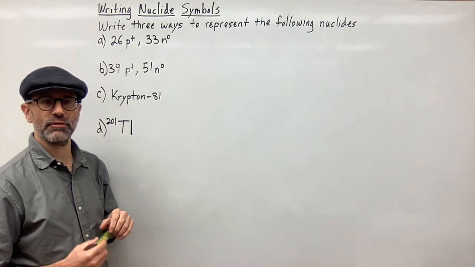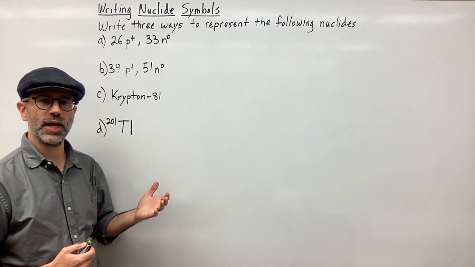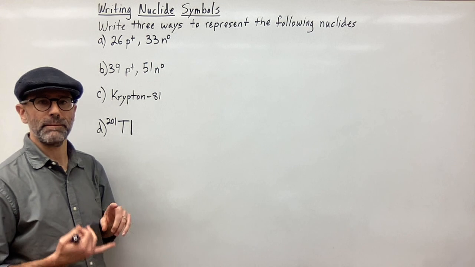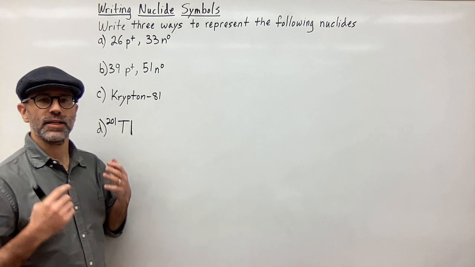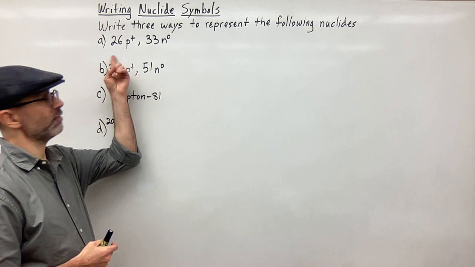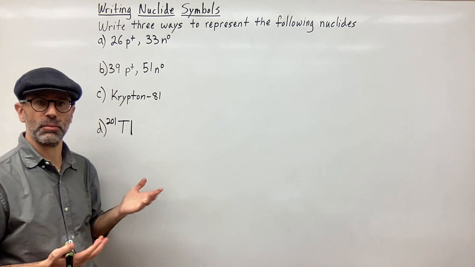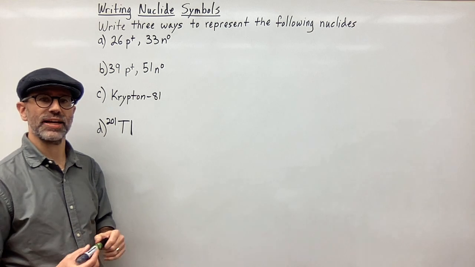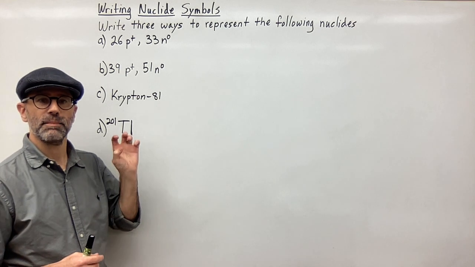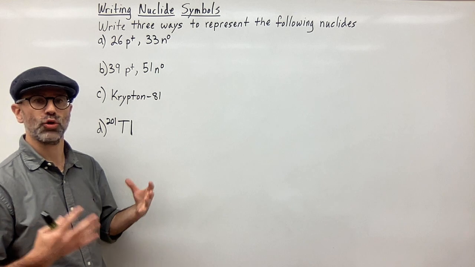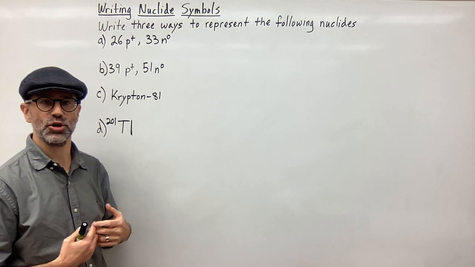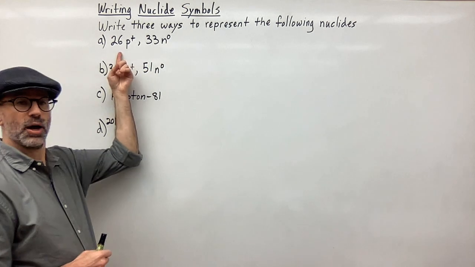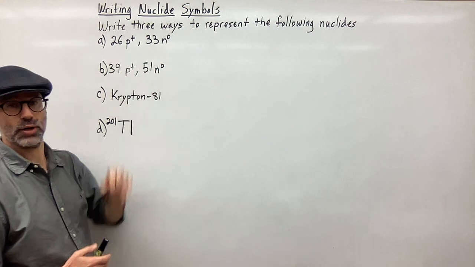So for A, we're given that we have 26 protons and 33 neutrons. To write our symbols, we need to know what the mass number is and the atomic number. The atomic number is the number of protons. So they're giving us the number of protons, so they're giving us the atomic number. So the atomic number is 26. But what about the mass number? The mass number is the addition of the protons plus the neutrons together. So the total number of protons and neutrons together is your mass number. They've given us the number of neutrons, so all we need to do is add the 26 protons to the 33 and we'll get our mass number.